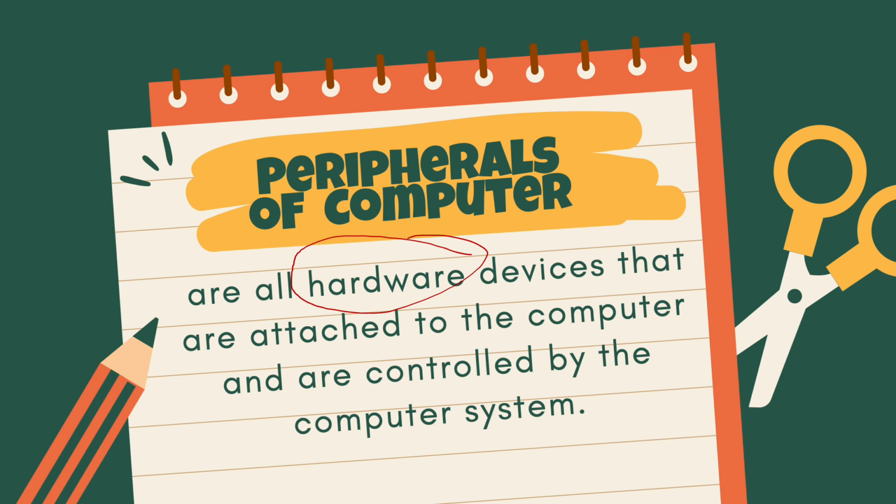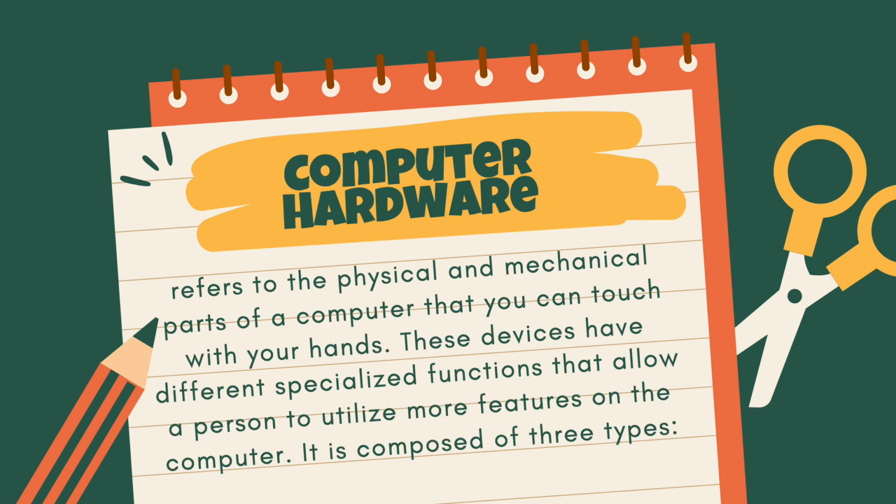So again, let's highlight the word: only those attached to the computer or the desktop itself to function well. So computer hardware refers to the physical, again, the touchable part of the computer, and mechanical parts of the computer that you can touch with your hands.